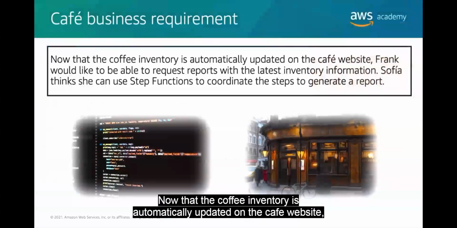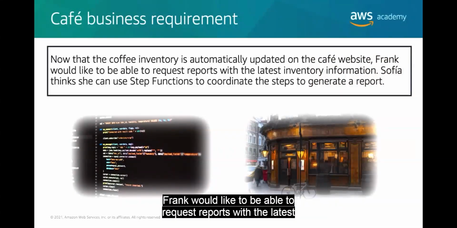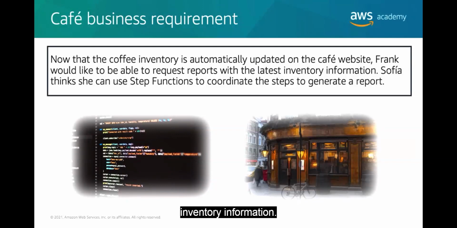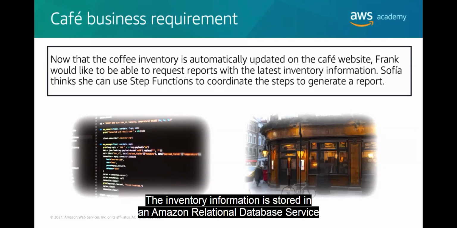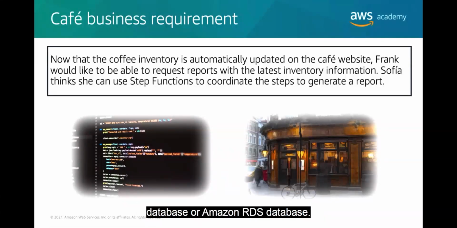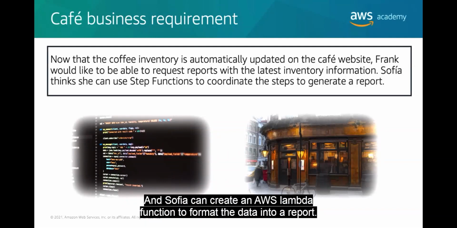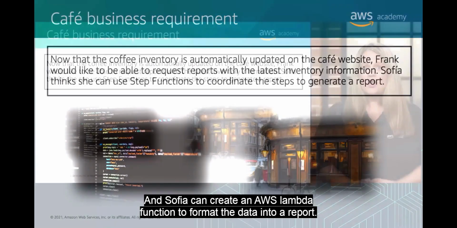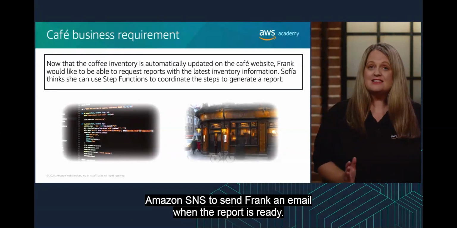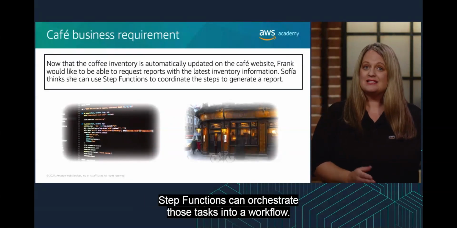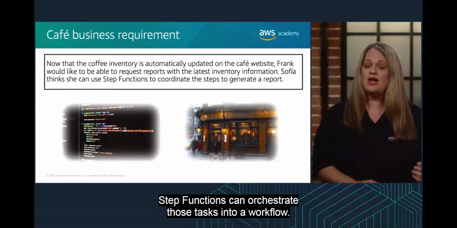Now that the coffee inventory is automatically updated on the cafe website, Frank would like to be able to request reports with the latest inventory information. Sophia thinks she can use Step Functions to coordinate the steps to generate a report. The inventory information is stored in an Amazon Relational Database Service database, or Amazon RDS database, and Sophia can create an AWS Lambda function to format the data into a report. She would like to use the Amazon Simple Notification Service, or Amazon SNS, to send Frank an email when the report is ready. Step Functions can orchestrate those tasks into a workflow.